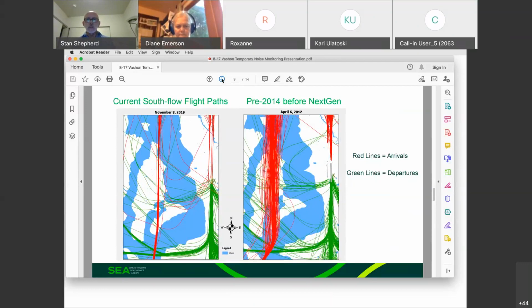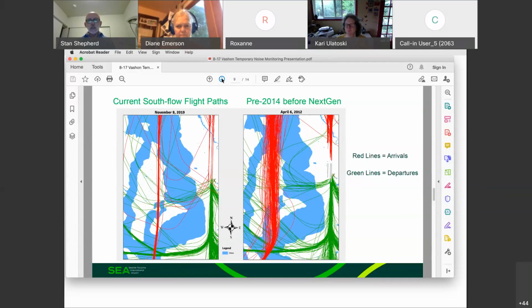So if you can look at the right-hand side, before next gen, before that GPS condensed flight track took place and was implemented, the swath of aircraft flying over Vashon was very wide. So it almost took up the entire swath of Vashon Island with the overflights. So there was a natural dispersion, sort of, if you want to say, on that portion of the island when the aircraft are making direct arrivals, coming down through Elliott Bay and turning down into the airport.